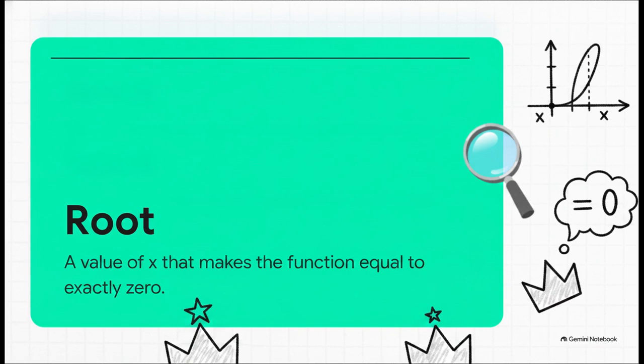A root is simply a specific value of x that makes our entire function equal to exactly 0. So, if we take an equation like y equals x squared minus 1, and we set that whole thing to 0, the math tells us that x equals negative 1 and x equals positive 1. Those two numbers, those are our roots.